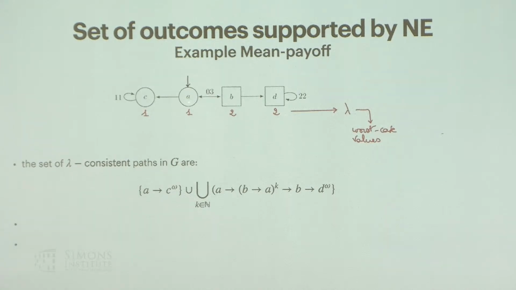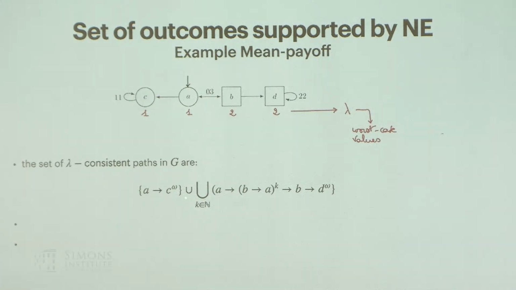So I claim that going from A to C and then staying there forever is a Nash equilibrium, right? Because again, if player 1 deviates and goes there, he runs the risk of getting 0. So he will not do that. Okay, and so he cannot hope for better than 1 on his own, right? So that's why this is a Nash equilibrium.